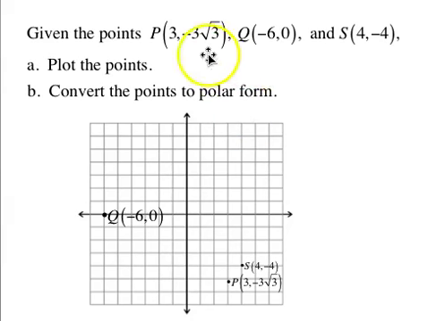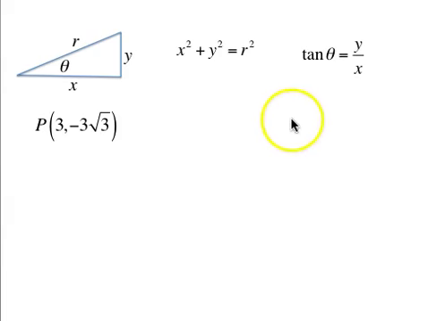We want to convert each of these points to polar form. So how is that going to work? Well, we have this triangle, over x, up y, distance from the origin r, angle from the x-axis is theta. So looking at this, we can see x squared plus y squared is r squared, and the tangent of theta is opposite over adjacent, y over x.